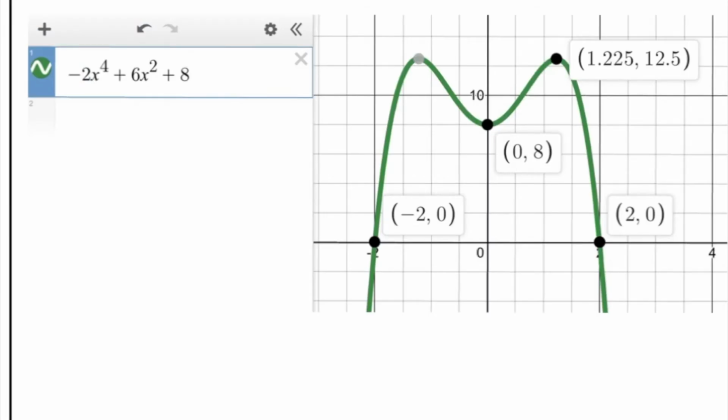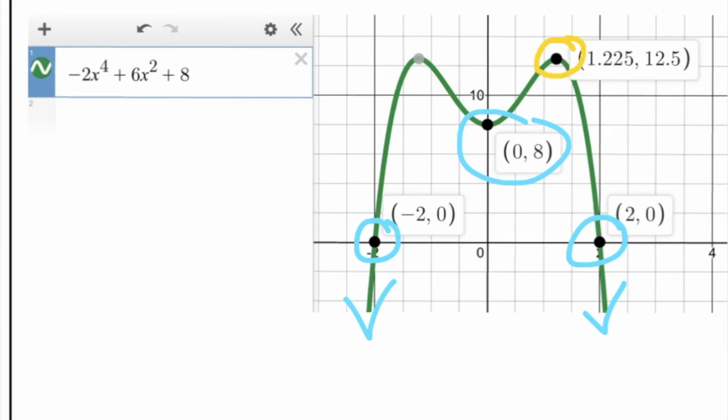So this is what your graph should look like in Desmos, and I clicked on the x-intercepts here and here, that's the positive and negative 2. Your y-intercept, that's 8. Notice that your end behavior is down on both ends.